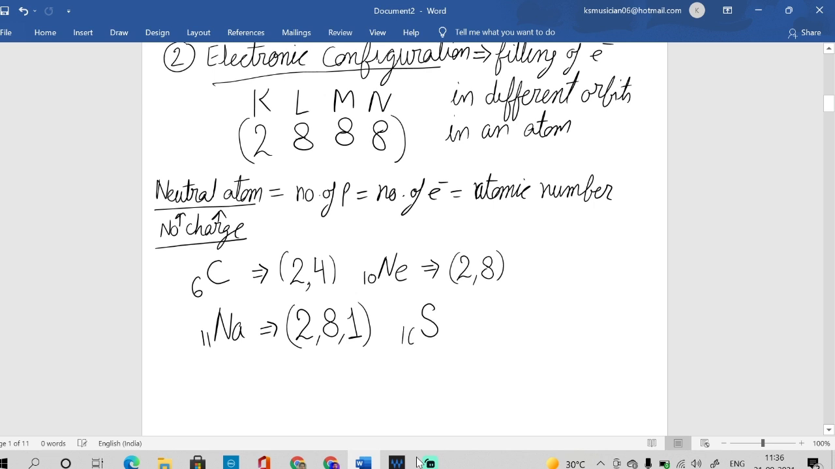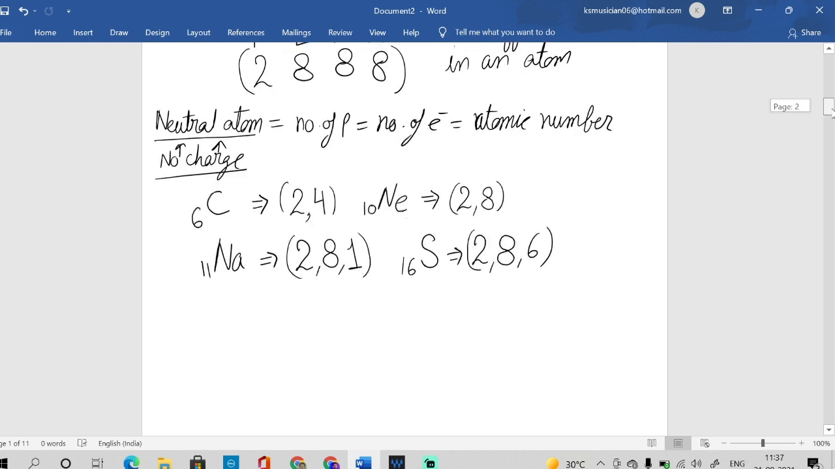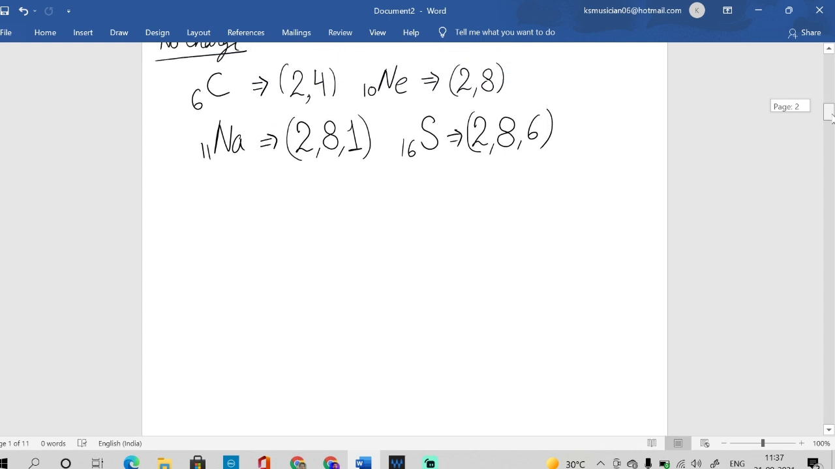Like 16, it is sulfur. So its electronic configuration will be: initially 2 electrons will enter, then 14 remain, then 8 will enter the next L shell, then 6 electrons remain, so they will enter the next shell, which can accommodate 6 electrons easily. So that is the electronic configuration of sulfur. So only by knowing the atomic number, and if it is a neutral atom, you can write this kind of configuration.